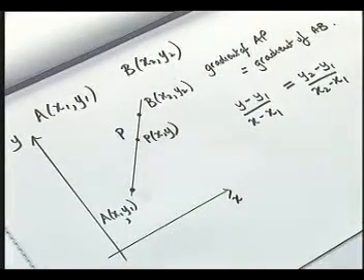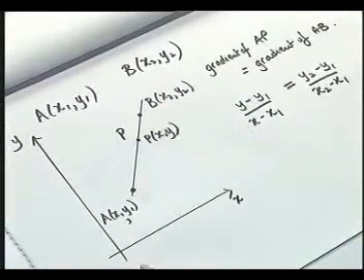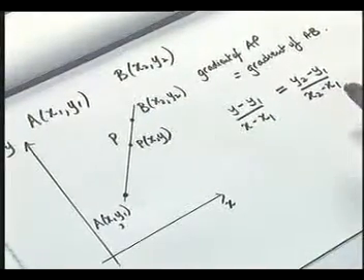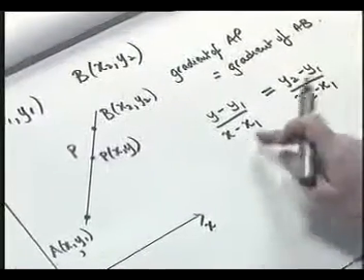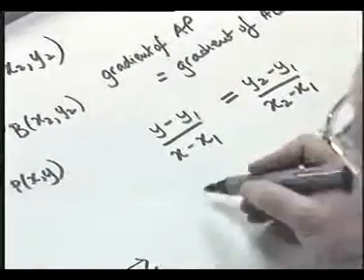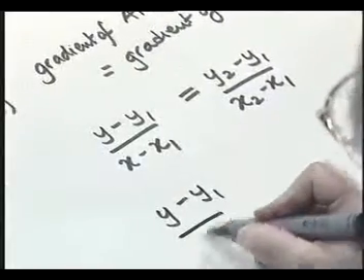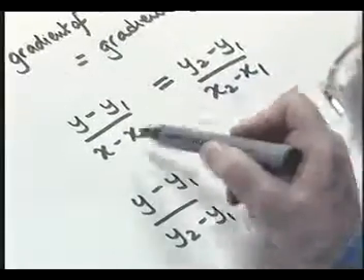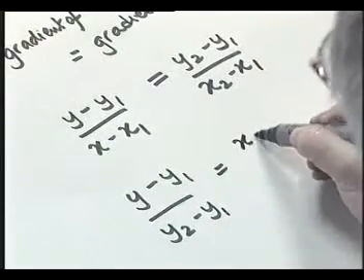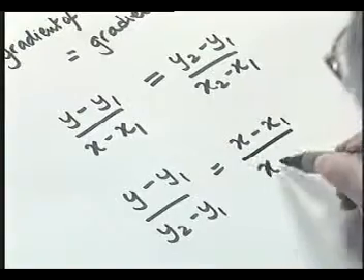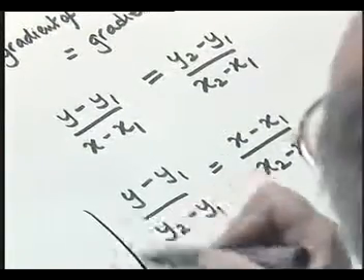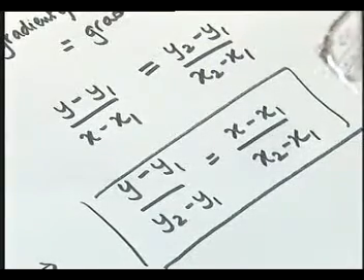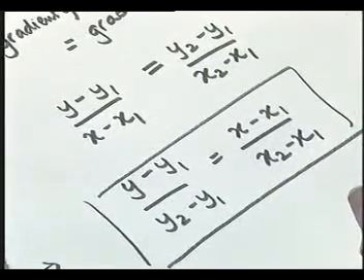Now, we don't usually leave it in that form. It's normally written in a slightly different form, so that all the y's appear on one side and all the x's appear on another side. And we can do that by dividing both sides by y2 minus y1 and multiplying both sides by x minus x1, which moves that up to here. And that's the form which is normally quoted as the equation of a line passing through 2 arbitrary points.